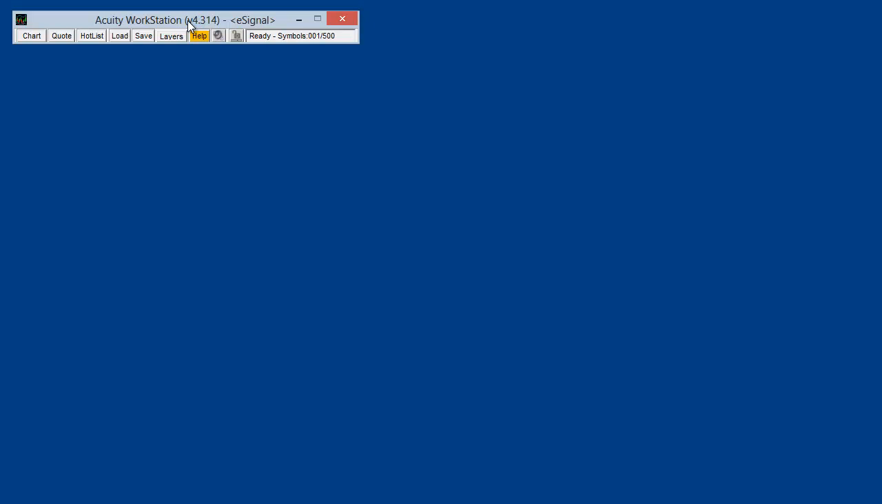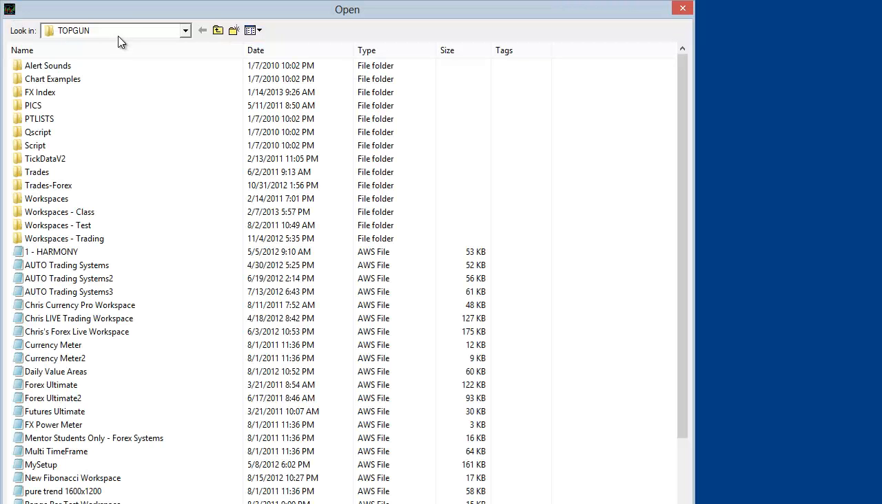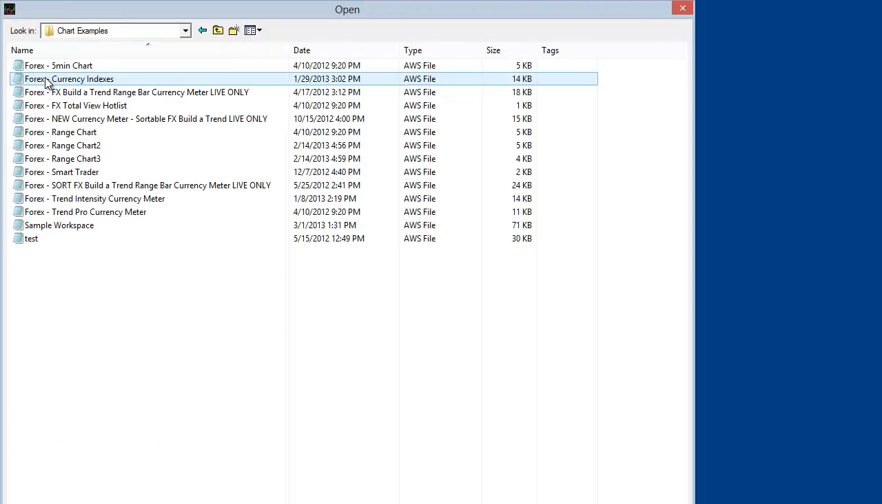I haven't been doing what's new videos. So one of the new features under chart examples is our currency indexes. Basically this is showing a chart of each individual currency, a dollar index, euro index, yen index, pound index. And it makes it really easy to visually and immediately see which currencies are strongest, which ones are weakest, and also what I like to call event-based trading, which is when a currency breaks out over its previous day's high or underneath its previous day's low.